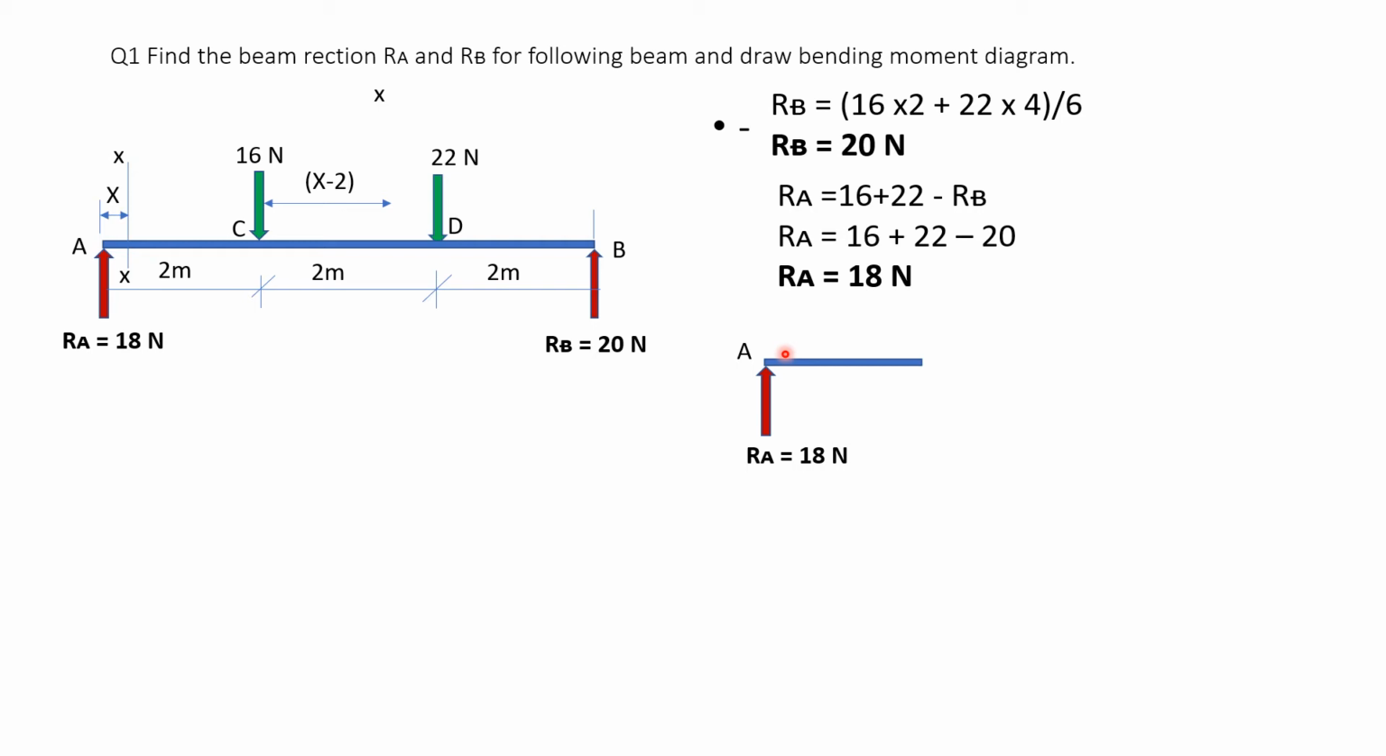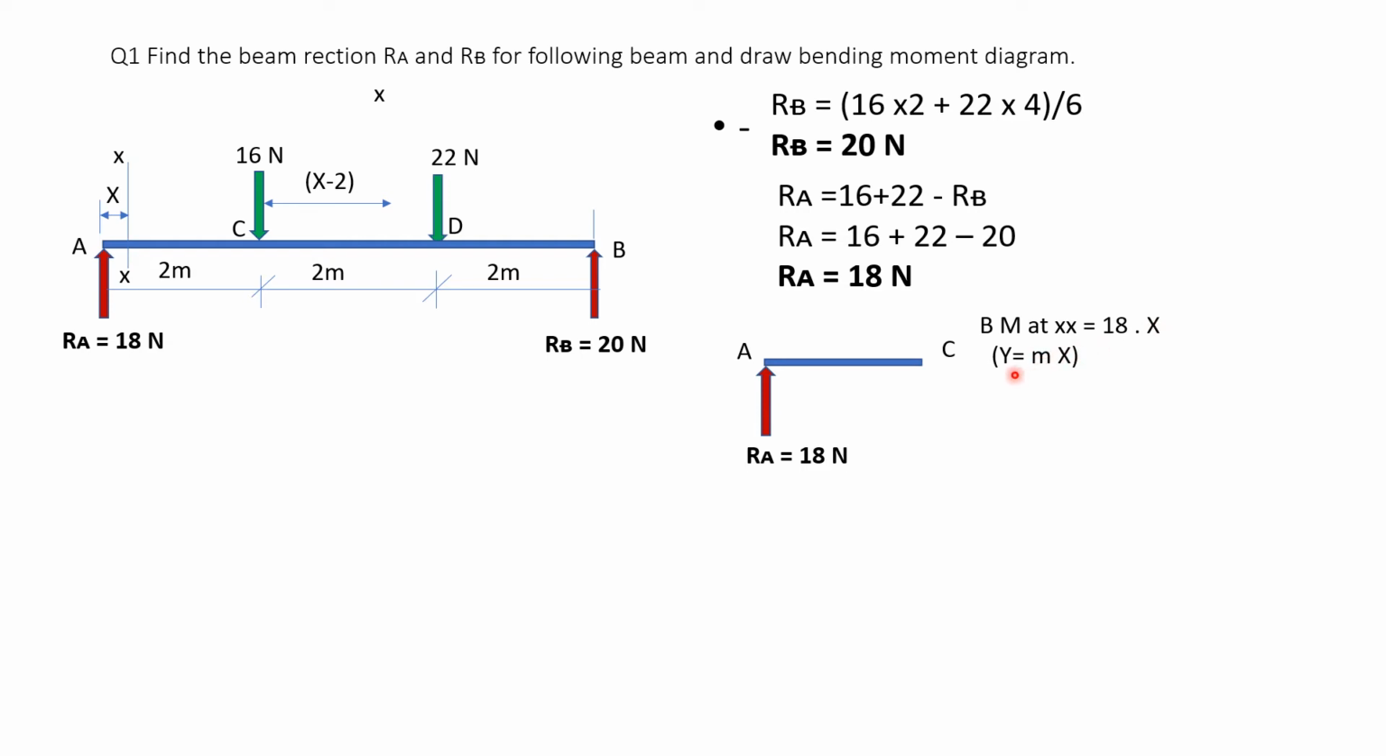Now I want to take the bending moment at section XX, considering the left hand side only. When I consider only the left hand side and take a moment at this point, what will happen? I get the answer. The bending moment here will be RA, 18, into this distance X. So the bending moment at section XX will be 18 into X.